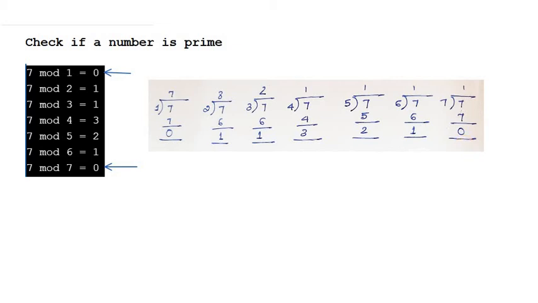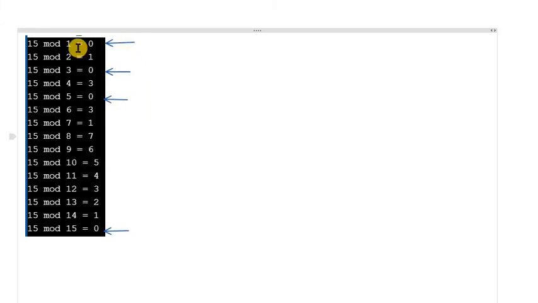Let us consider another example, 15. If I perform division of 15 by all the numbers from 1 till 15, I can see that 15 is divisible by 1 and it is divisible by 15. Other than this, it is also divisible by the number 3 and the number 5. Hence, I can say that 15 is not a prime number. It is not divisible by just 1 and 15, but it is also divisible by other numbers 3 and 5. Therefore, I can conclude that 15 is not a prime number.